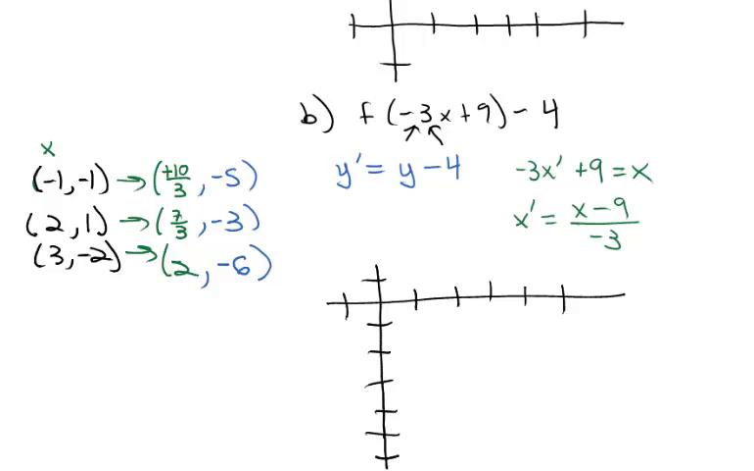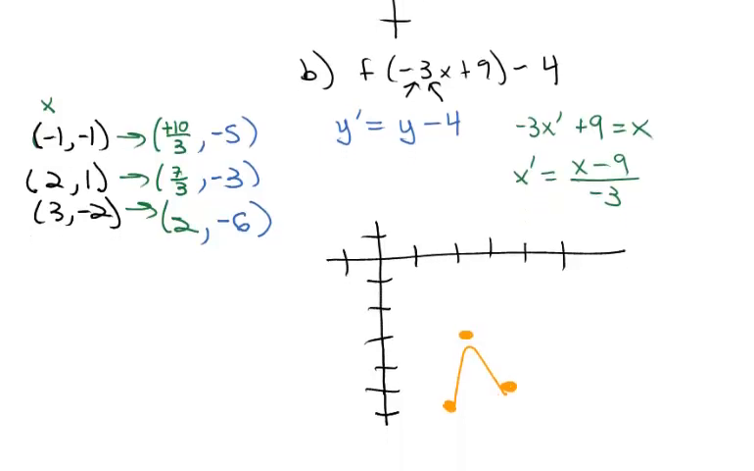So the first point is at 10/3. That's a little more than 3, -5. The second point is at 7/3. It's a little more than 2, -3. And the third point is at 2, -6. And so we end up with this little squished looking thing. That's how we can shift graphs around.